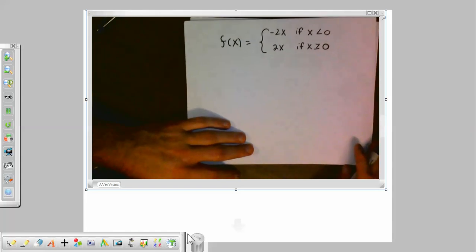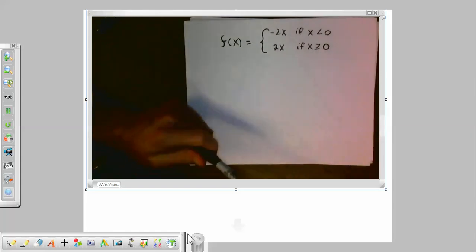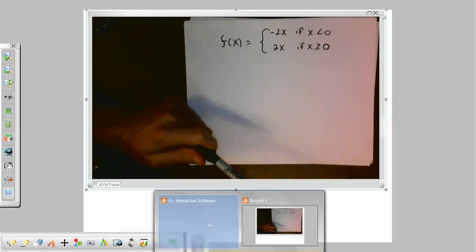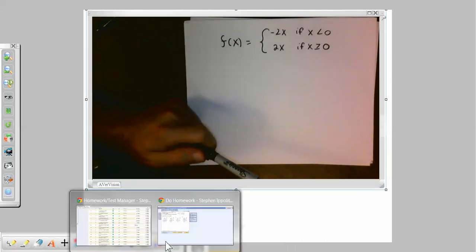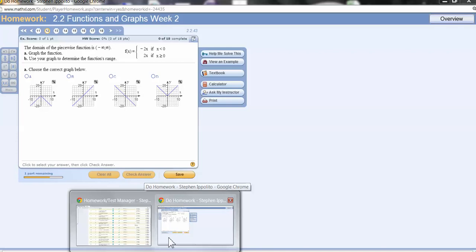So we want to graph this, and I already forgot what numbers we want to graph it between. Okay, so what were those numbers? Let me go back over here. From negative infinity to infinity. That's a lot of numbers. Okay, so let's do that.